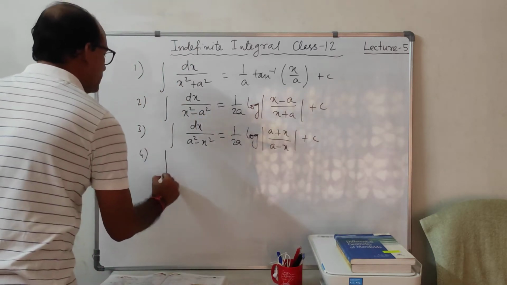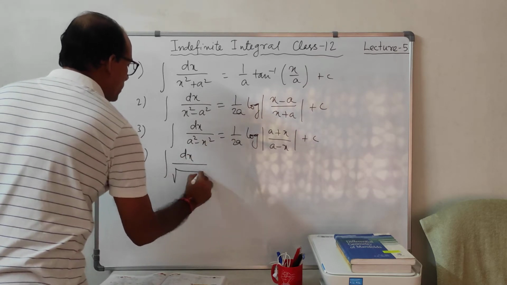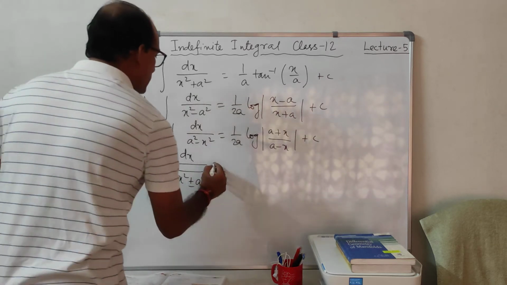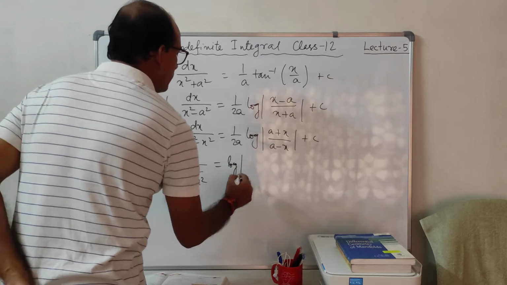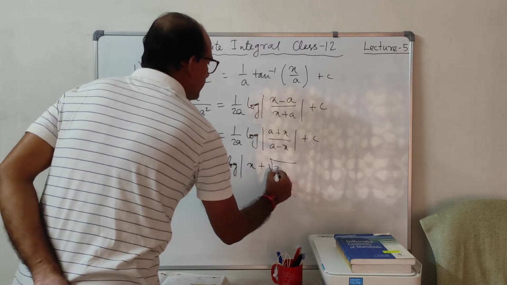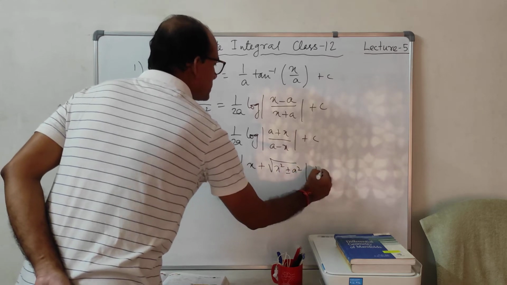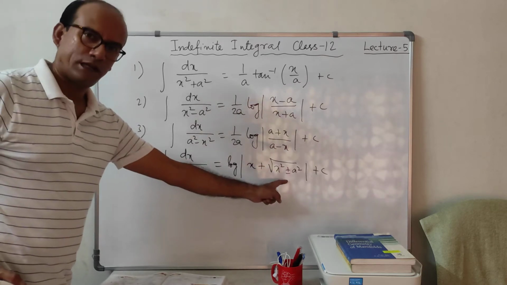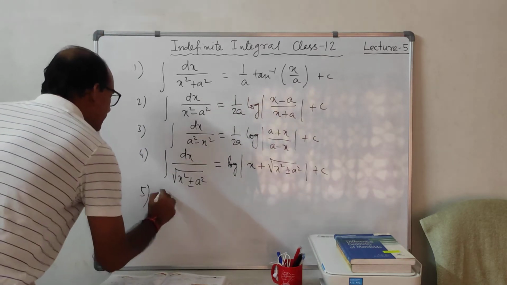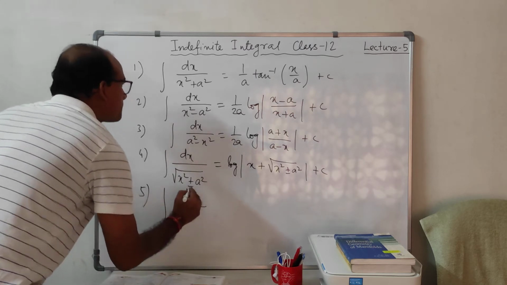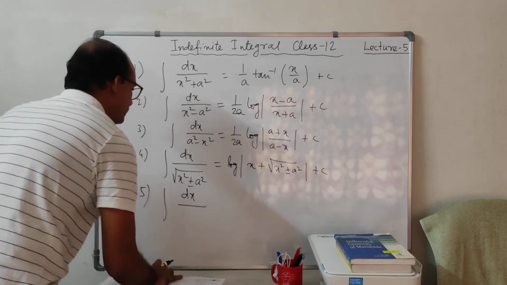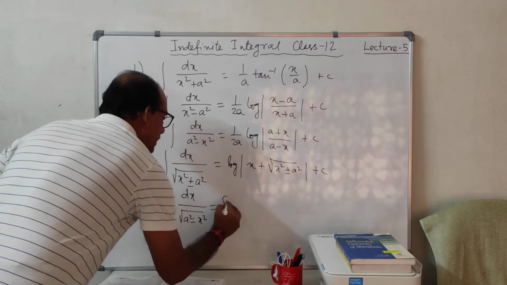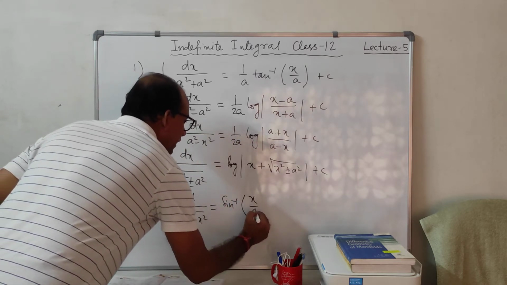Number 4, integration dx by root over x square plus or minus a square. It may be plus or minus, in both cases the result will be log mod x plus root over x square plus or minus a square plus c. If it is plus, then read it plus. If it is minus, then you should read it minus here. And lastly, number 5, integration dx by root over a square minus x square equals sine inverse of x by a plus c.